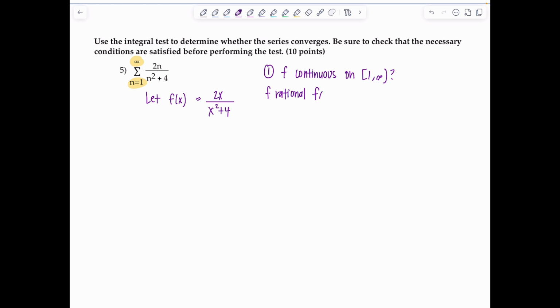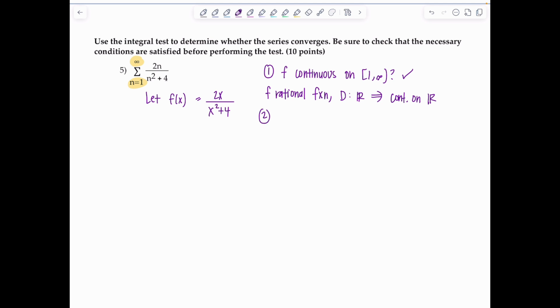We're going to call on some theorems from Calc 1, and we know rational functions are continuous on their domain. The domain for f is all real numbers, because notice the denominator is never equal to 0. So since the domain's all real numbers, it's continuous on all real numbers, and therefore it's going to be continuous on the interval from 1 to infinity.